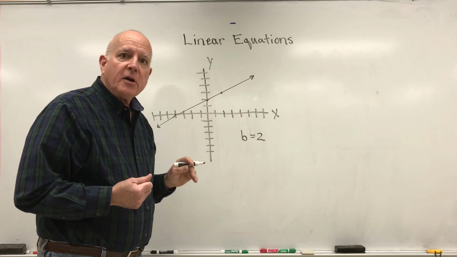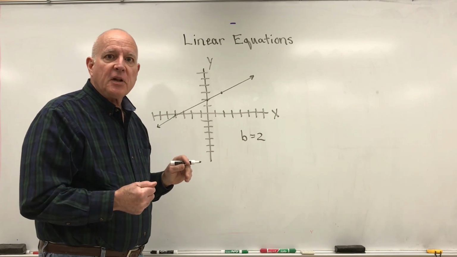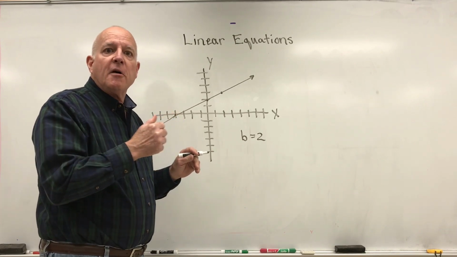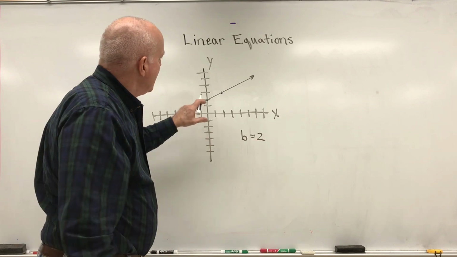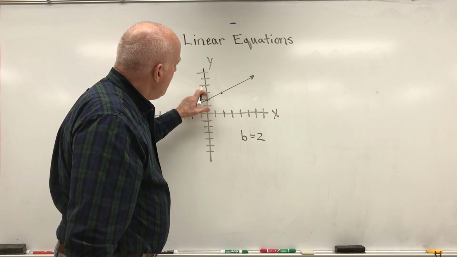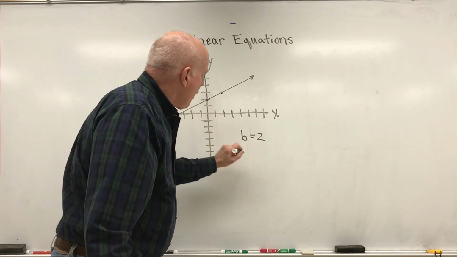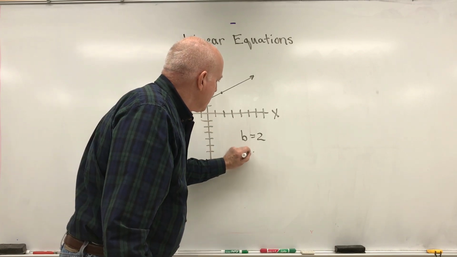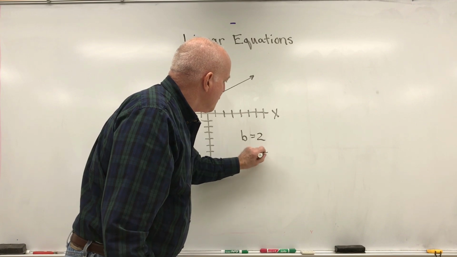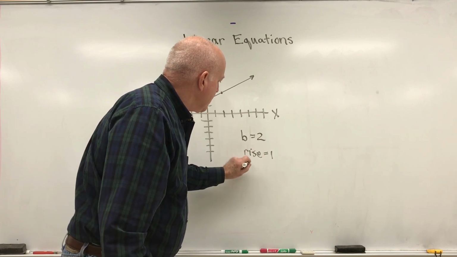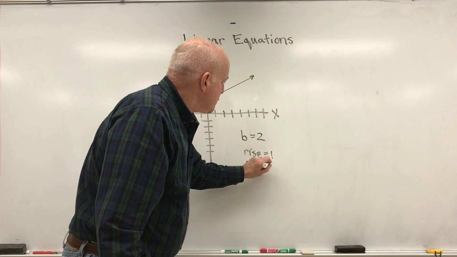The second thing we can look at is what's the slope of the line. How far does it go up for every unit that it goes over? In this case, it goes up 1 unit for every 2 units that it goes over. So our rise is equal to 1, and our run is equal to 2.